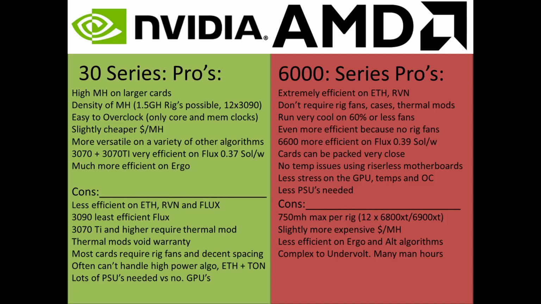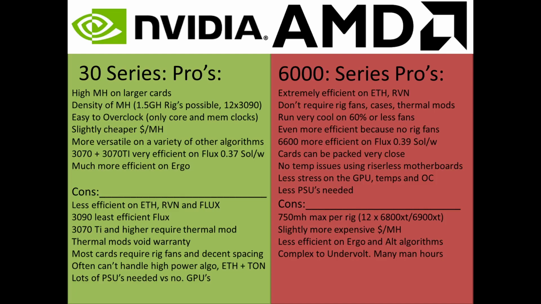The 3070 and 3070 Ti are very efficient on Flux at 0.37 sol per watt. This can be beaten by the 6600 at 0.39 sols per watt. It can also be beaten by the 2080 Ti and a couple of other older cards that get up to like 0.41 or so sols per watt on Flux. So they are very efficient on that, but the rest of the cards not as much. And also, the 30 series is much more efficient on Ergo than the 6000 series is.